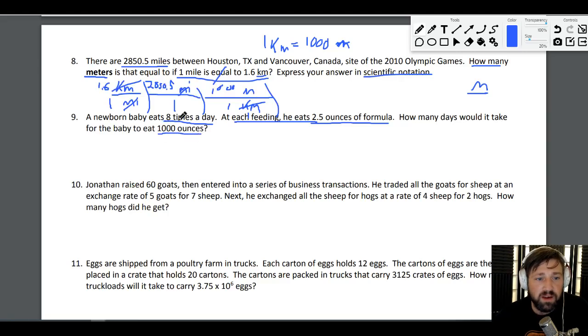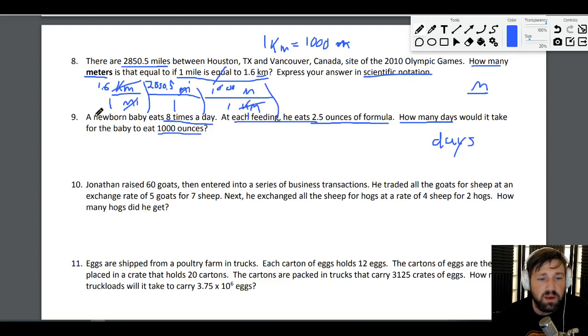So I've underlined all of the things that we're going to be needing. Here we have 8 feedings in one day. So this is going to be a conversion that we're going to be using. One feeding is 2.5 ounces. It's going to be one of the conversions. And then we have this measurement here, 1,000 ounces. And what are we after? How many days? Okay, so this is our first step. We are trying to get to days.